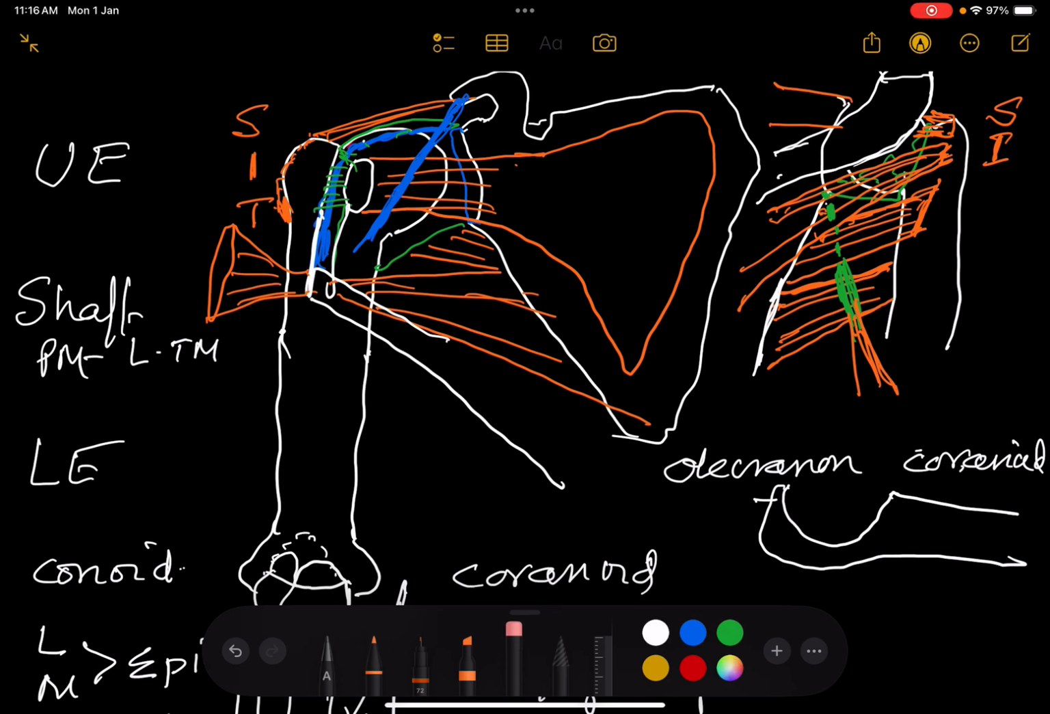and you have these spaces, the quadrangular space, the medial triangular space, and the lateral triangular space. From the quadrangular space you have the emergence of the axillary nerve and the posterior circumflex humeral artery. From the lateral triangular space you have the emergence of the profunda brachii artery lying in the radial groove, accompanied by the radial nerve.